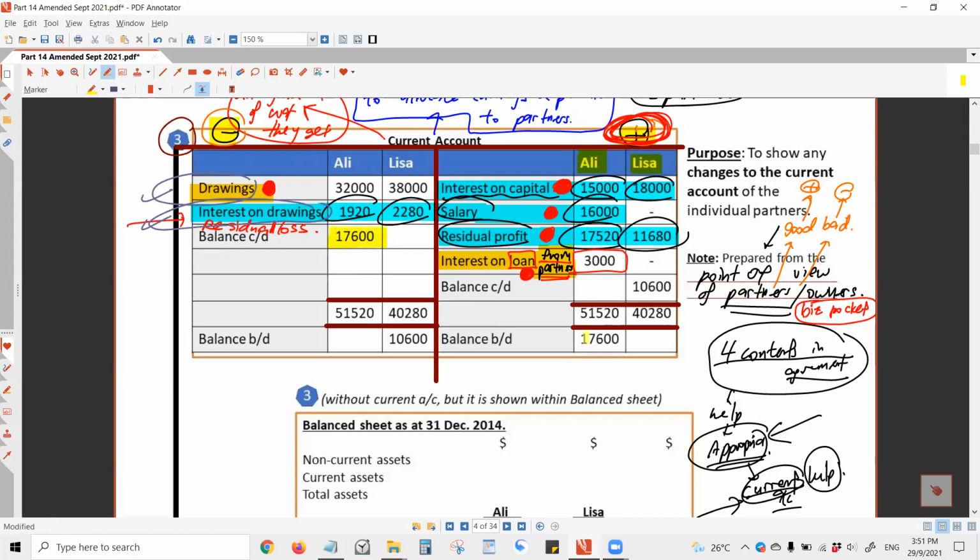So 17600 for Ali. It's a credit balance for Ali. And for Lisa, it's a debit balance. Try to tell me in the chat box who is in a good position after you have done the balancing. Lisa or Ali? Or Lisa is in a better position.